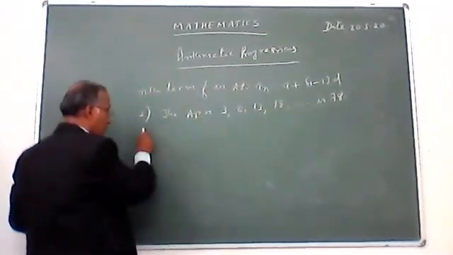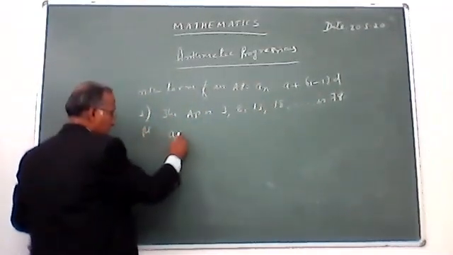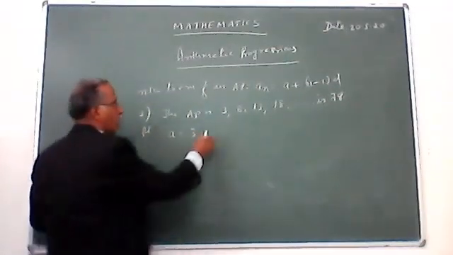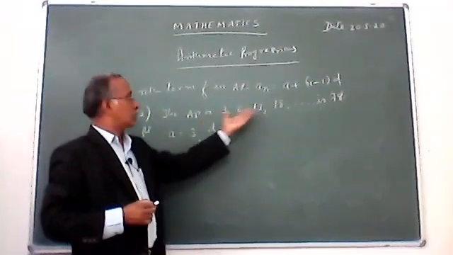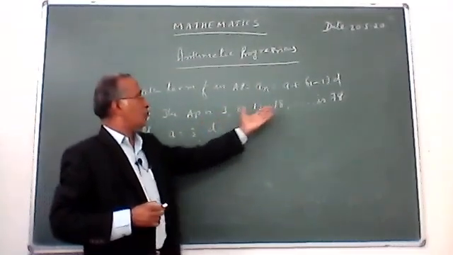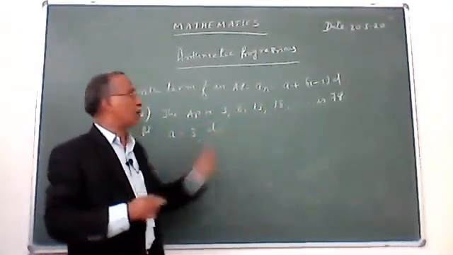Let us find it here now. Which is the first term? A is equal to 3. Common difference, as you know, is the second term minus the first term, the third term minus the second term, the fourth term minus the third term, you can do.